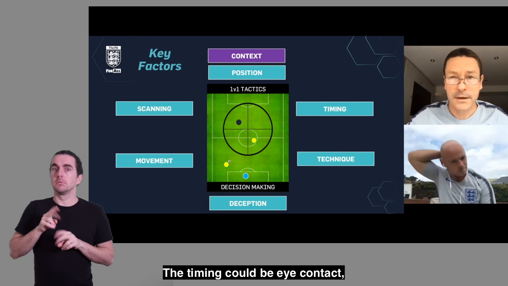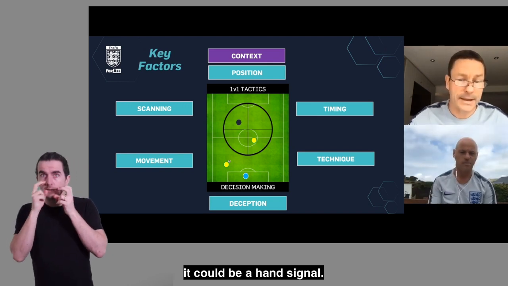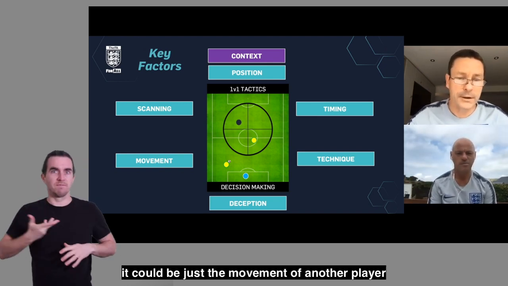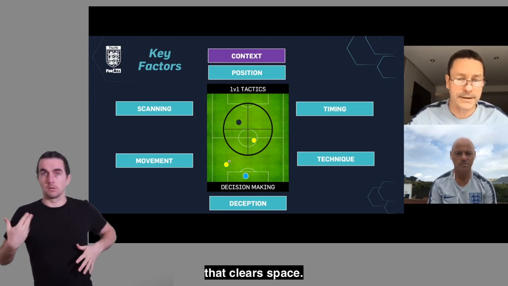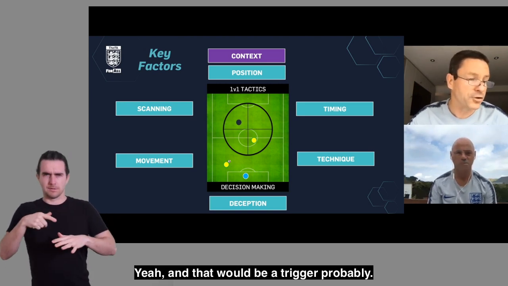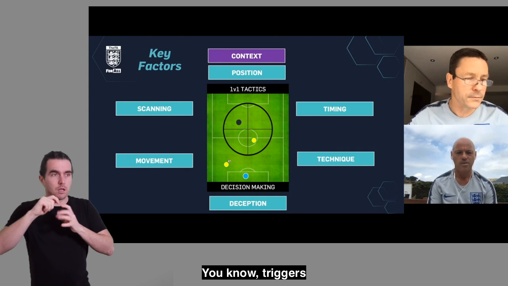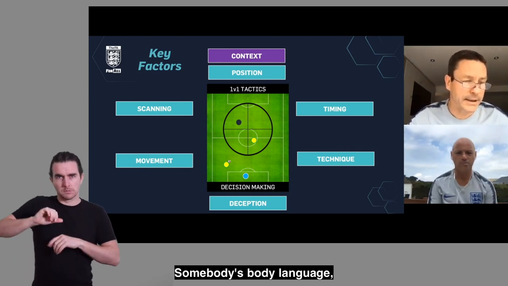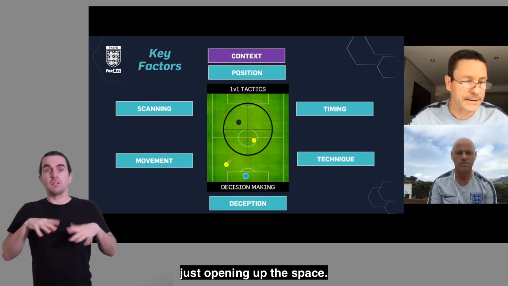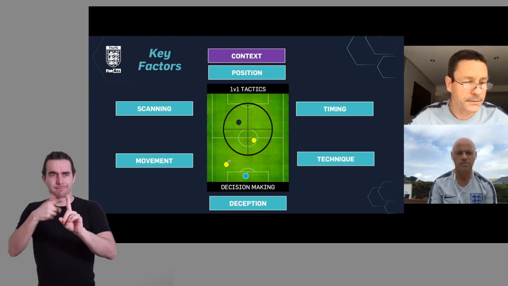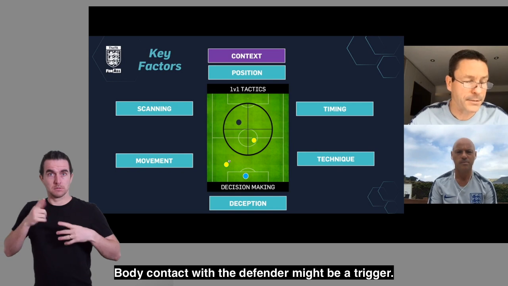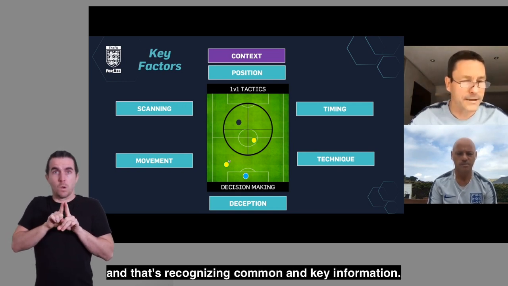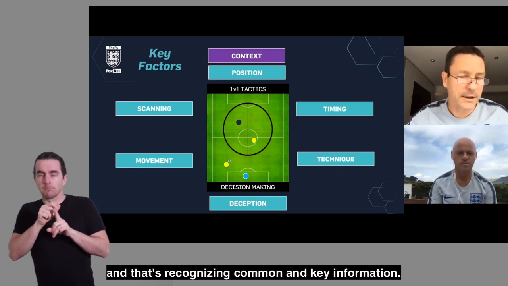The timing could be eye contact. It could be a hand signal. It could be just the movement of another player that clears space. And that would be a trigger probably. You know, triggers the quality of the pass to the passer. Somebody's body language, just opening up the space. Body contact with the defender might be a trigger. All of these things, and that's recognizing common and key information.